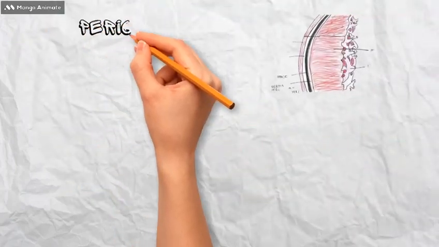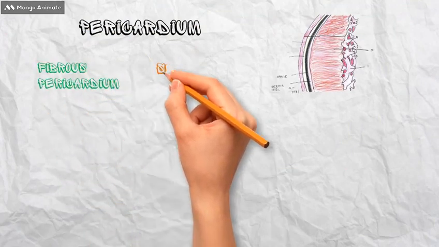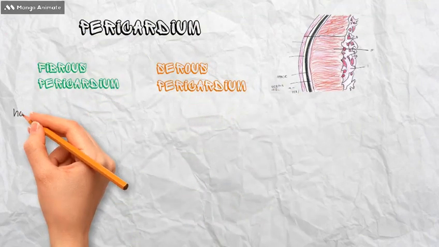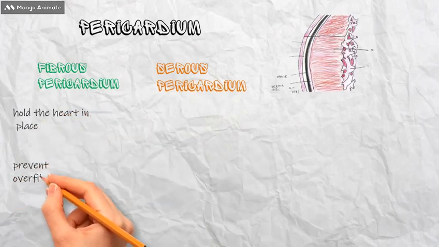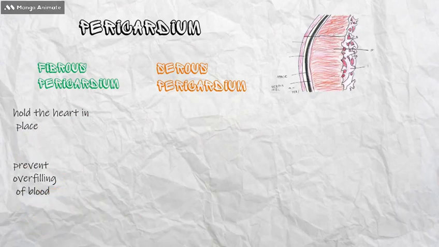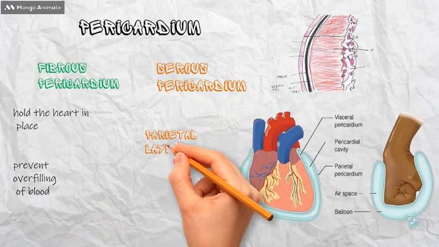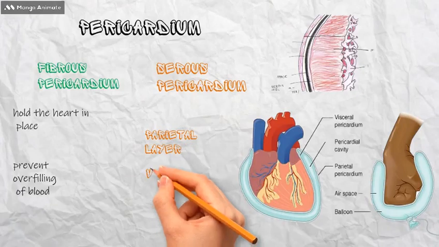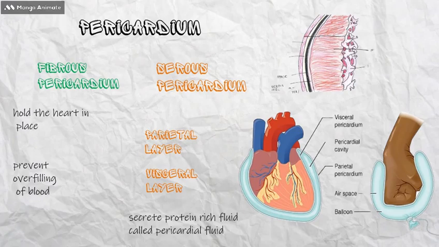The heart is enclosed within a double-layered sac called the pericardium, comprising the fibrous pericardium and serous pericardium. The fibrous pericardium, composed of dense, tough connective tissue, anchors the heart in place and prevents overfilling. The serous pericardium consists of 2 layers: outer parietal layer that is attached to the fibrous pericardium, inner visceral layer adherent to the outer cardiac layer, forming the epicardium. Both parietal and visceral layers secrete a protein-rich fluid called pericardial fluid, reducing friction between the heart and surrounding tissues.